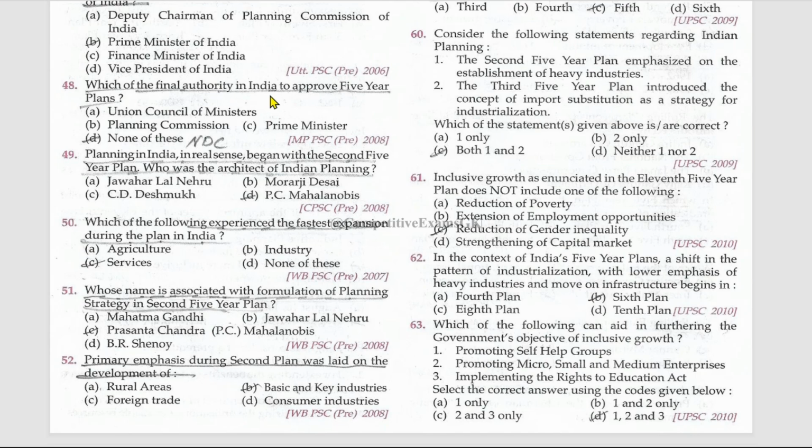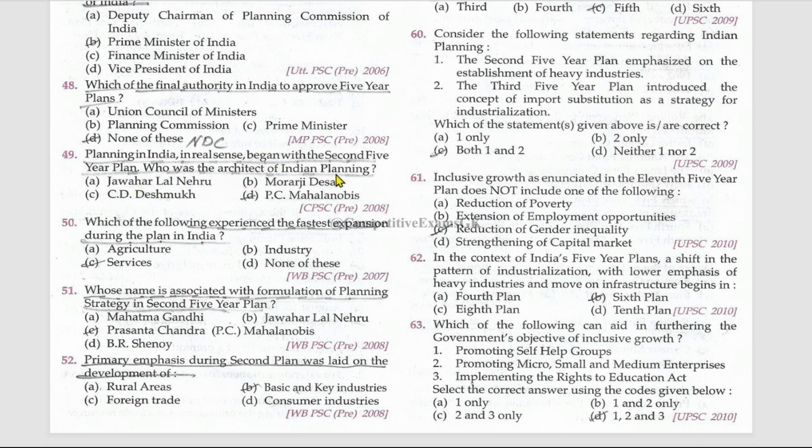Which is the final authority in India to approve five-year plans? Union Council of Ministers, no; Planning Commission, no; Prime Minister, no. That is the National Development Council. So these three are not. Planning in India in the real sense began with the second five-year plan.